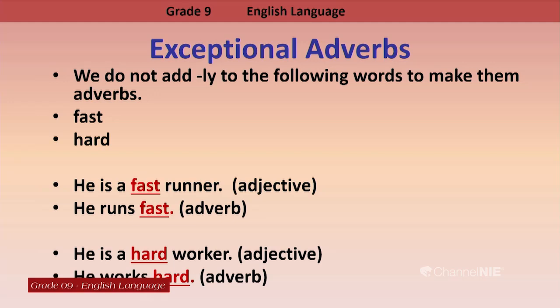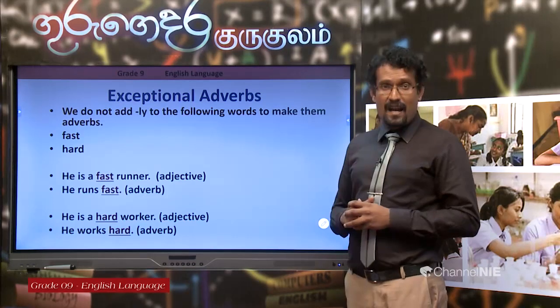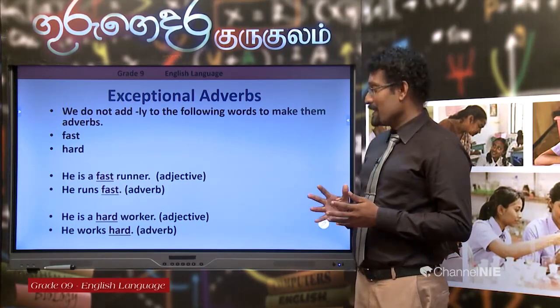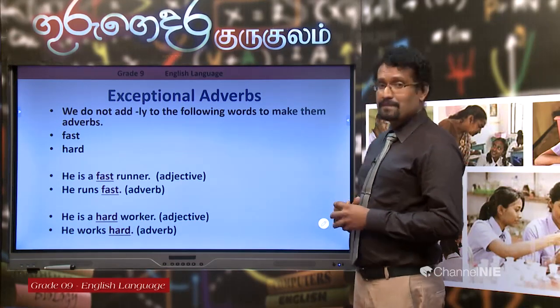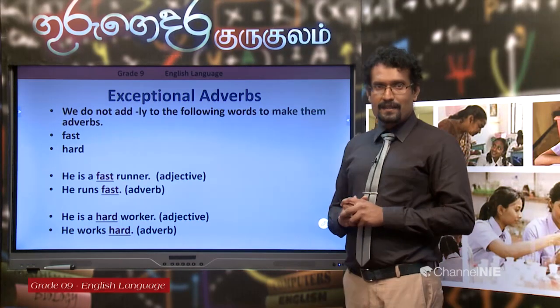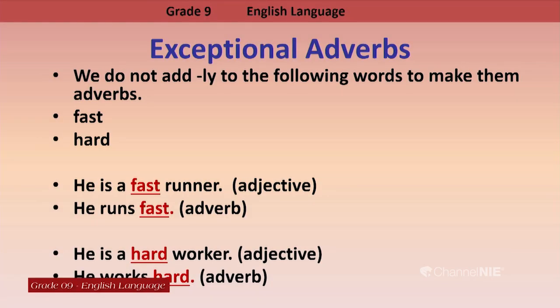But here I haven't written he runs fastly. That's wrong. So, you have to say he runs fast. So, there fast is an adverb. He is a hard worker. So, that's an adjective. He works hard, that's an adverb. For example, if you say he works hardly, that means he is a lazy person. So, the meaning gets changed. So, you can't say hardly there. He works hard. He is a fast runner, an adjective. He runs fast, that's an adverb. And he is a hard worker, that's an adjective. He works hard, that's an adverb, right. So, remember this very well. We do not add "ly" to the following words to make them adverbs, fast and hard.